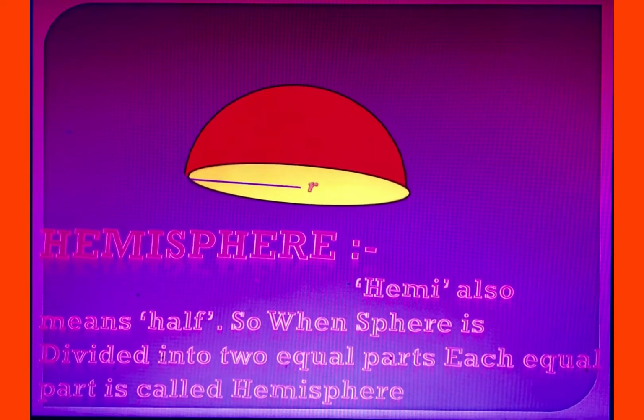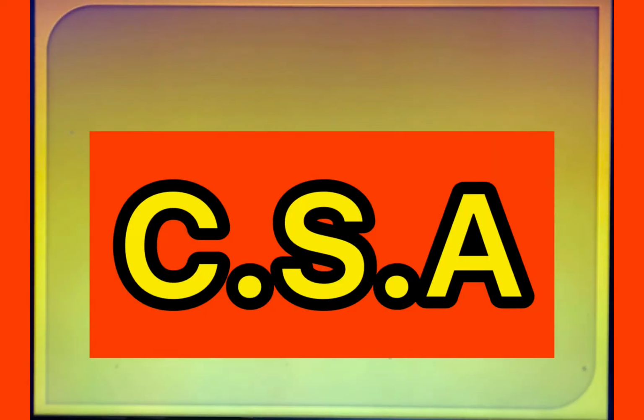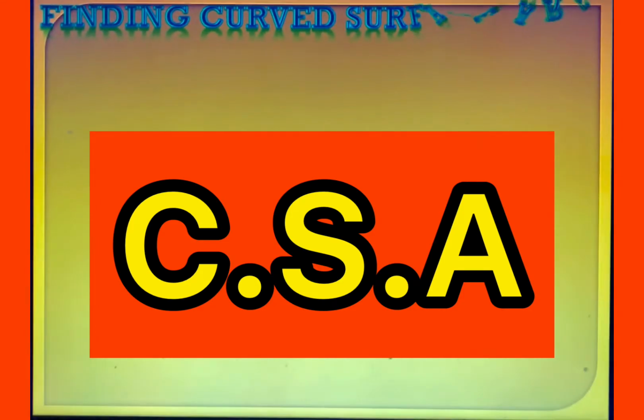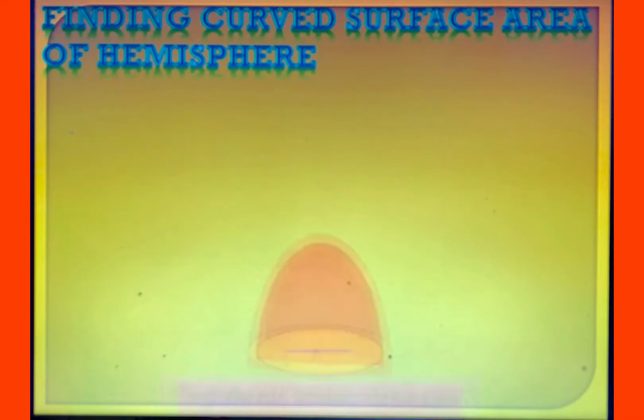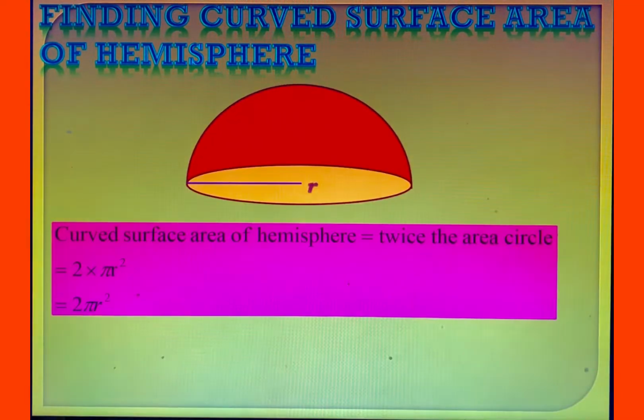So how can we find the curved surface area of the hemisphere? Yes dear, the area 2 times area of circle is known as the curved surface area of hemisphere. So otherwise, in the second way, we can say that half of total surface area of sphere is also known as curved surface area of hemisphere.